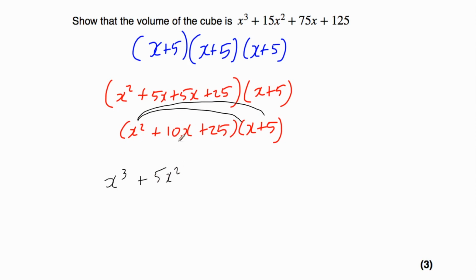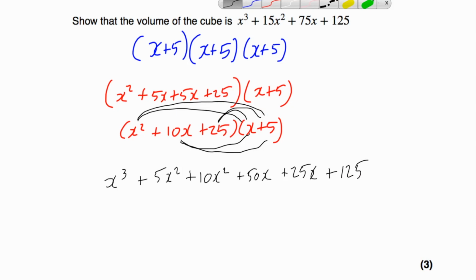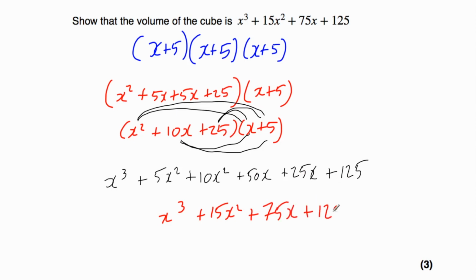Now let's move on to our x's. 10x times x would be plus 10x squared. 10x times 5 will be plus 50x. And then finally our 25. 25 times x is plus 25x. And 25 times 5 would be plus 125. So our answer will be x cubed. Then we've got 5x squared plus 10x squared, that's plus 15x squared. We've got 50x plus 25x, that's plus 75x, and then we've got plus 125.